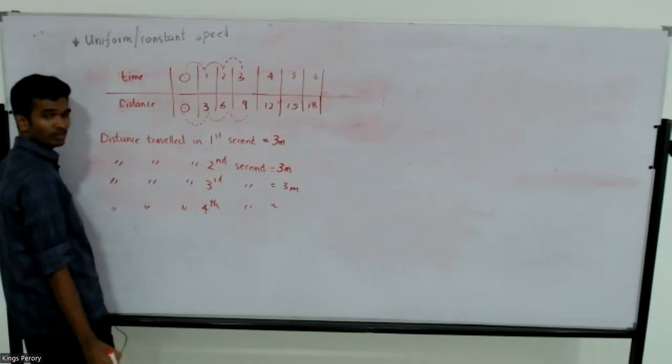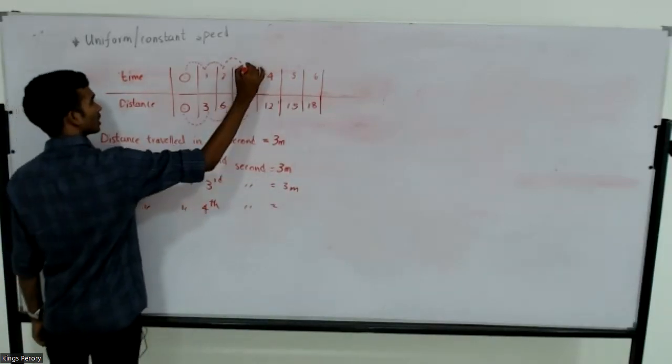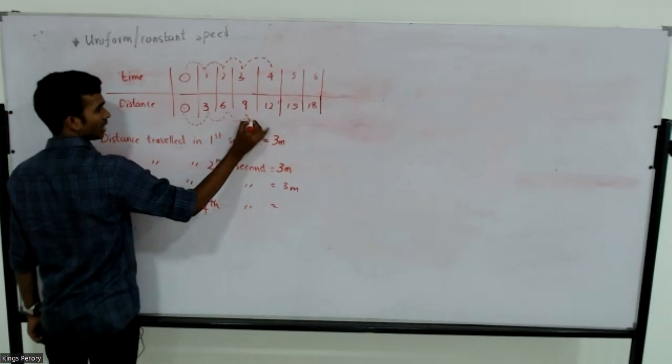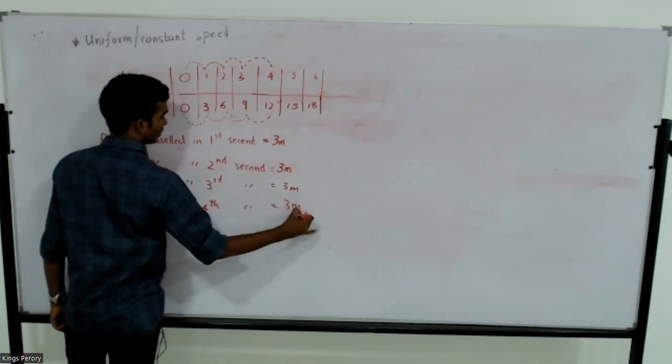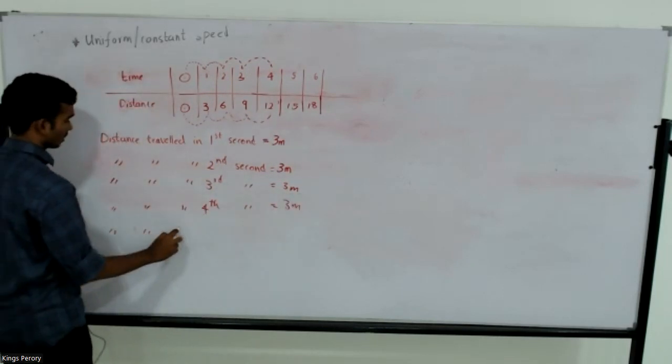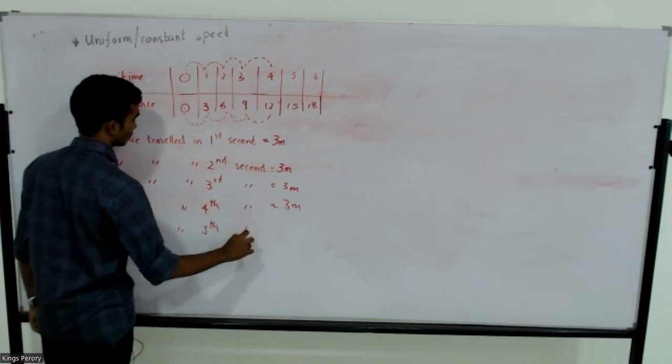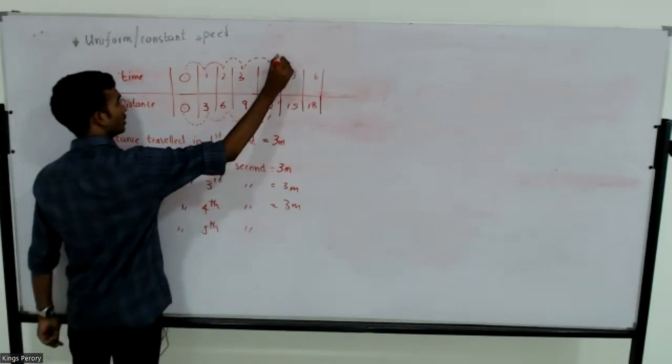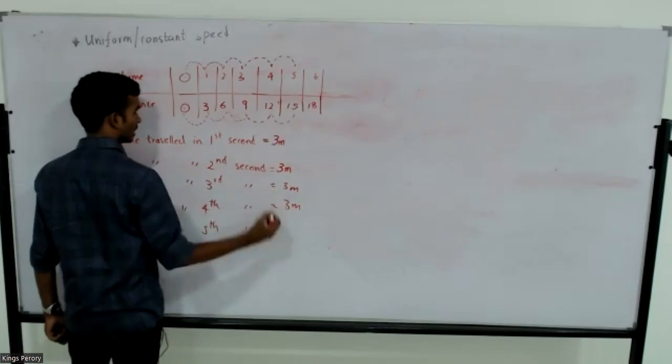That means where to where? 3 second to 4 second. How much distance? Again 3 meters. What is the distance traveled in fifth second? That means 4 second to 5 second. How much? Again 3 meters.